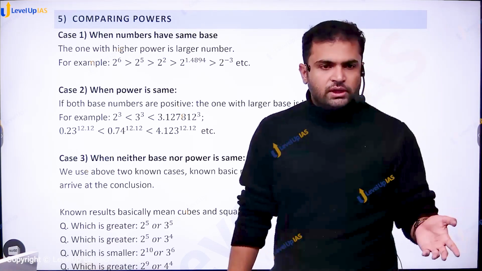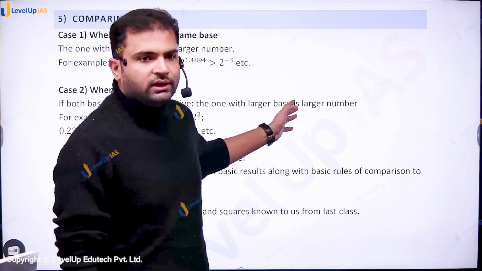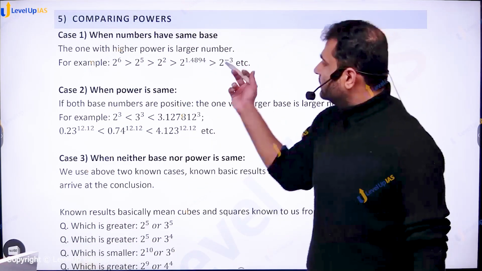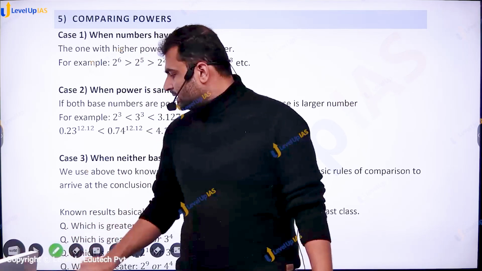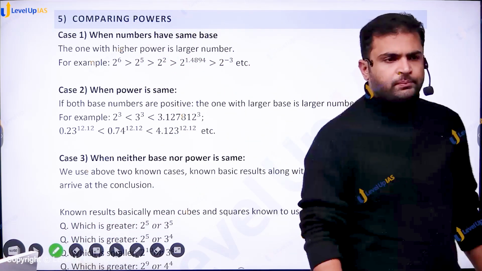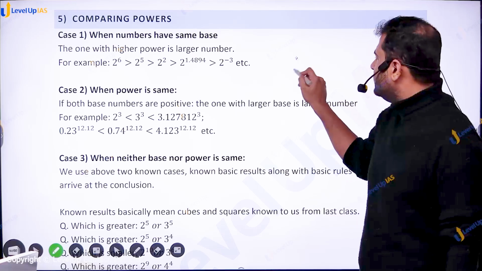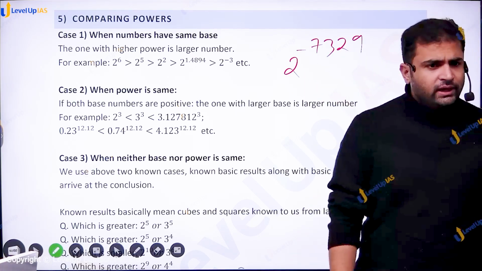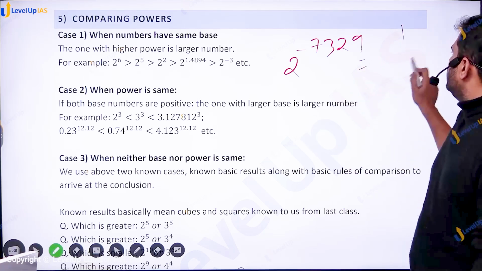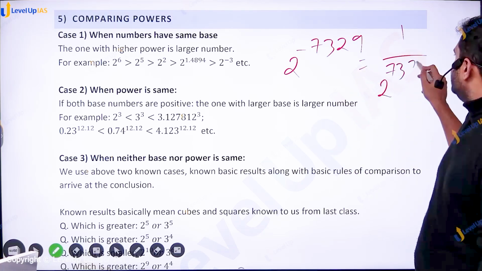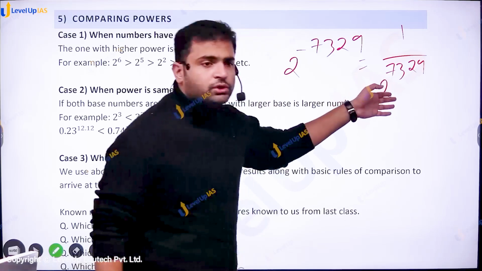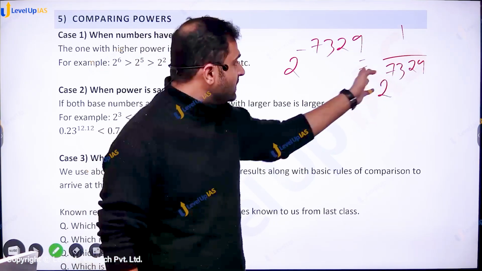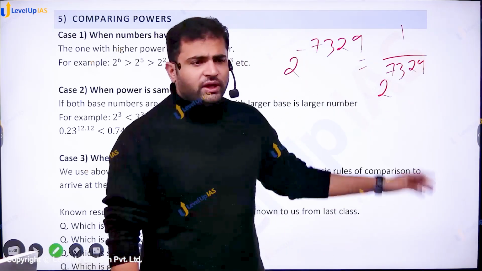So it becomes smaller than 1. That number would be smaller than even 1. So that would be a non-issue as far as comparing the numbers is concerned. So I might as well write 2 raised to minus 732, and you know that this is nothing but 1 by 2 raised to 7329, which is 1 by 2 raised to a very huge number. This is a very, very small number. 1 divided by this huge number is nothing but a very, very small number.